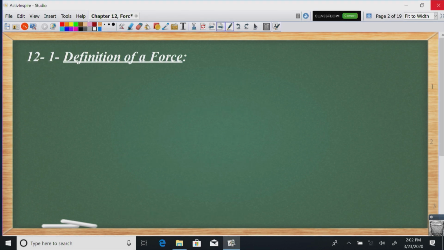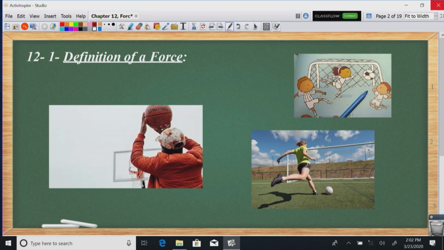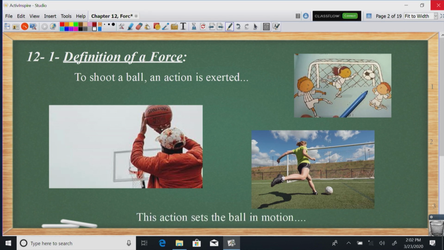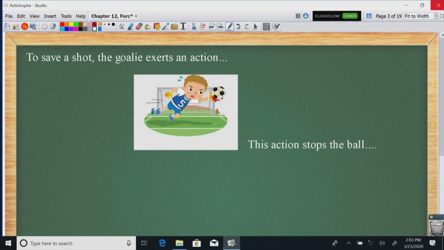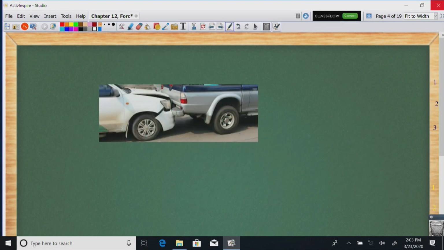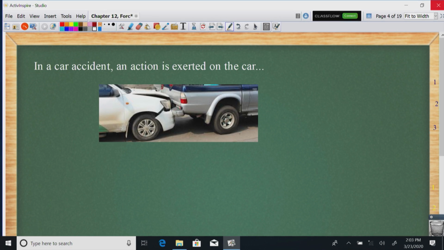Starting with defining forces, over here we observe a certain figure. You notice that to shoot a basketball or a football, you should always apply some action, and that action sets the ball in motion. So what's happening here? In another situation, when you try to stop a ball, the goalie exerts a certain action to stop it. Again, that action stops the ball. In some other situations, for example here, you notice that in a certain accident, the car exerts an action on the car in front of it and vice versa, okay?